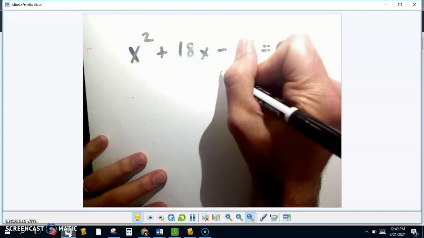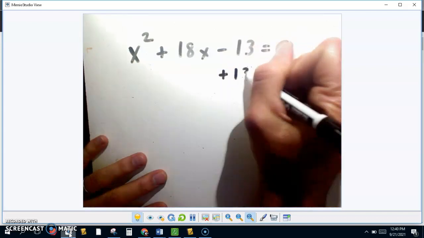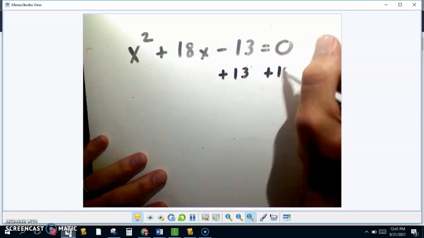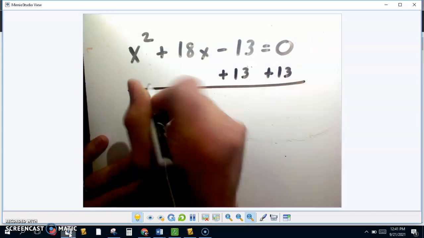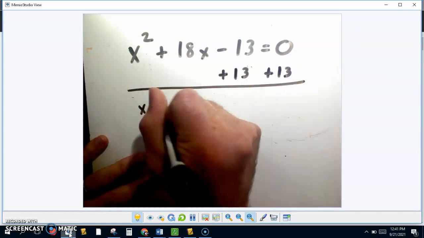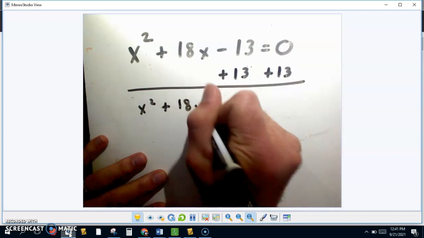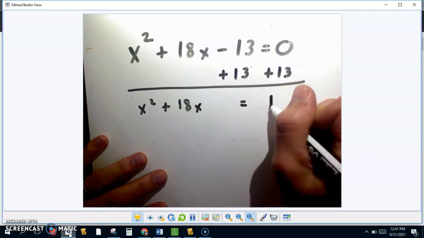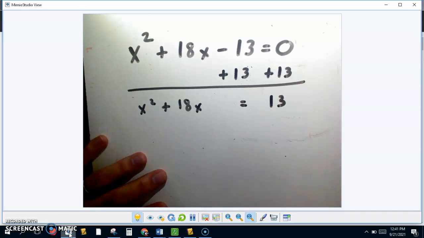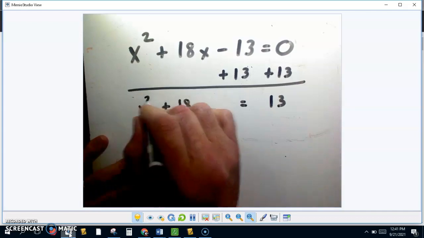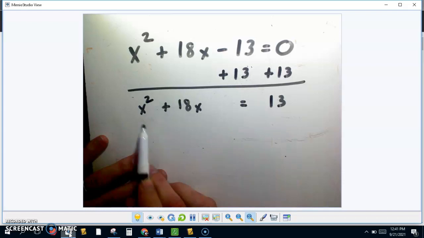So to complete the square, I'm going to get this 13 out of the way. Some people will, some people won't. I think it's better out of the way. I'm just going to move it to the other side. Okay. Now what I want here is to come up with a number that is going to force the left-hand side to factor in a special way.